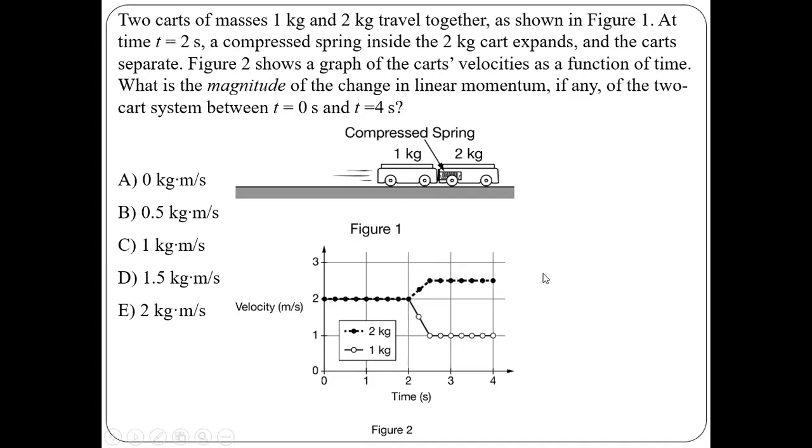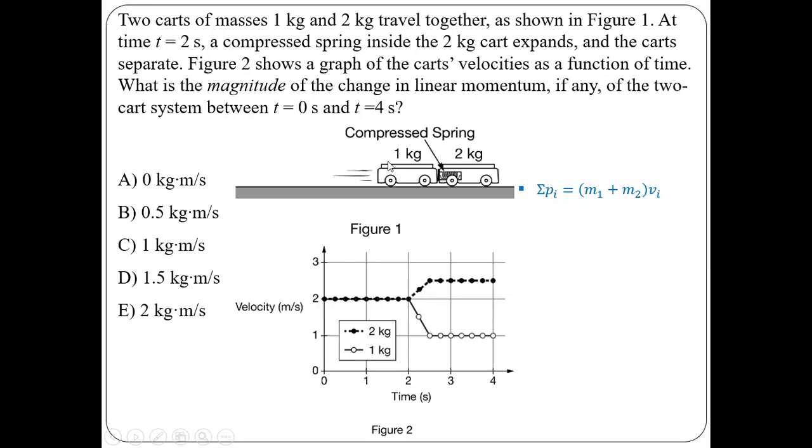Okay, so it wants us to find the magnitude of the change in linear momentum. In order to figure that out, you essentially have to find the initial momentum and the final momentum and see if there's a change. So let's go ahead and crack it out. Well, initially the momentum of the system is given as (m1 + m2) times the initial velocity. Why? Because they are moving together as one.